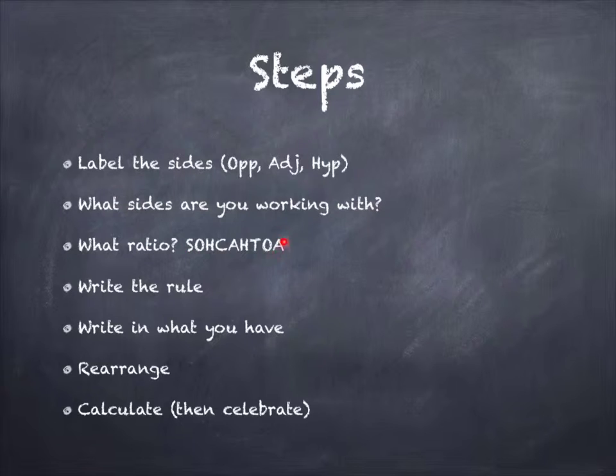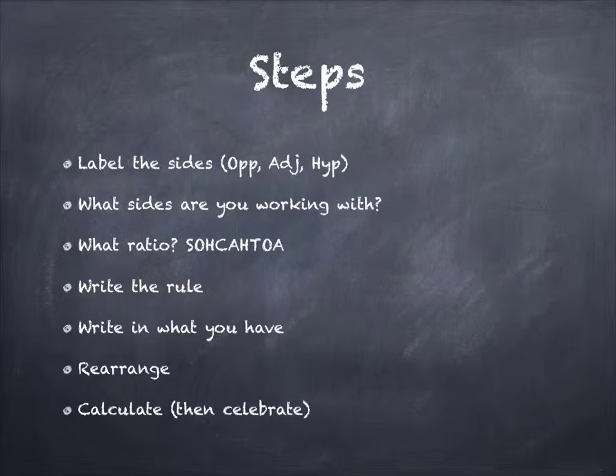As we use our SOHCAHTOA, if we have the opposite and the hypotenuse, we use sine. If we have the hypotenuse and the adjacent, we use cos. And if we have the opposite and the adjacent, that's where we use tan. So we check which ones we have, pick a rule. Then our ratio will have a rule associated to it. So we write that out. It'll be something like sine equals opposite over hypotenuse. Write it out.